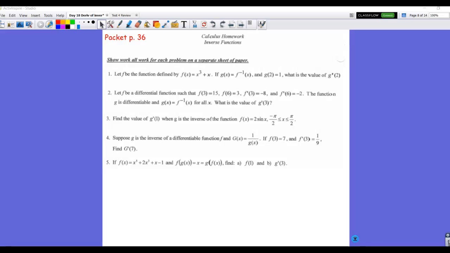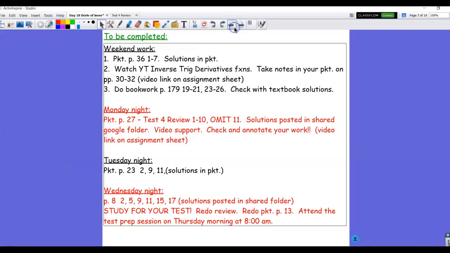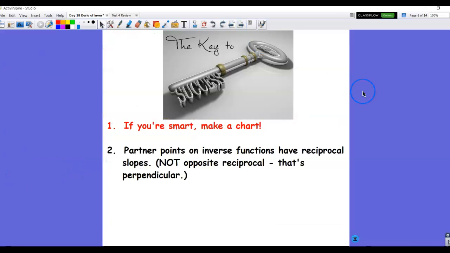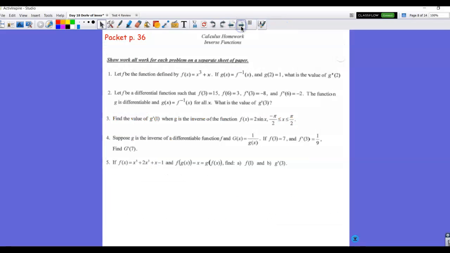As you can see, this is the homework for derivatives of inverse functions. And the keys to your success, if I flip back in the flip chart a page, oops, not there. The key to success, two keys. If you're smart, make a chart. And the other one is partner points on inverse functions have reciprocal, reciprocal just means flip it, slopes. So be careful not to mix that up with perpendicular lines. I hate to even say that.